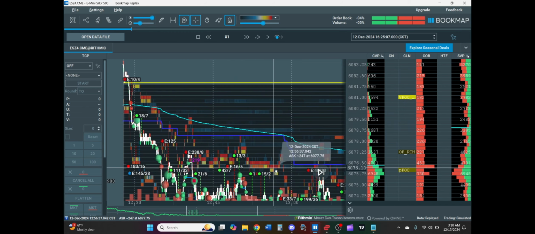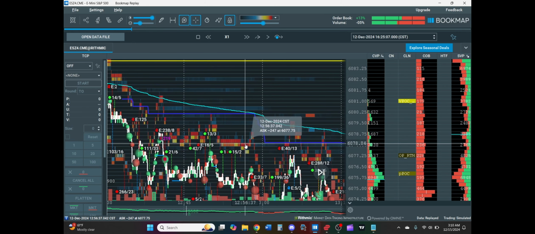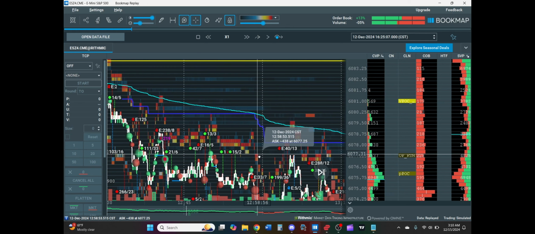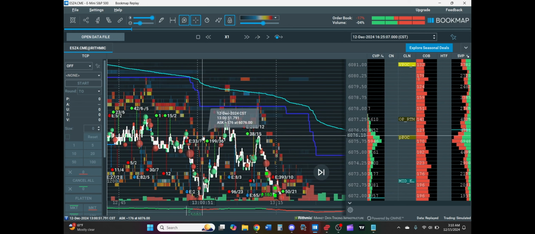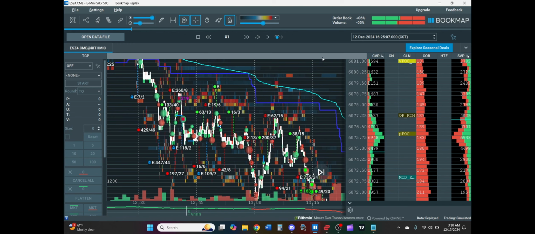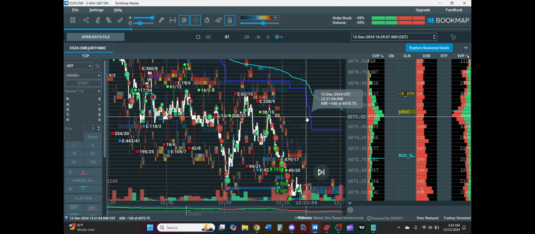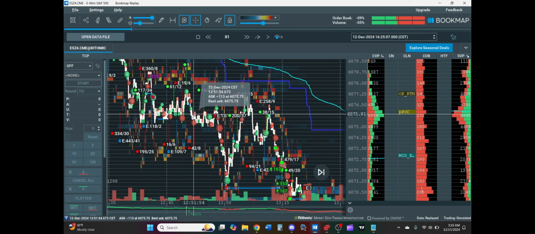And at this point, we've fallen below VWAP. Potential long back to VPOC and mean reversion. I don't get it. Now we do see some tests. This is interesting.